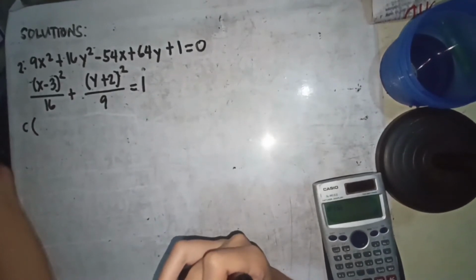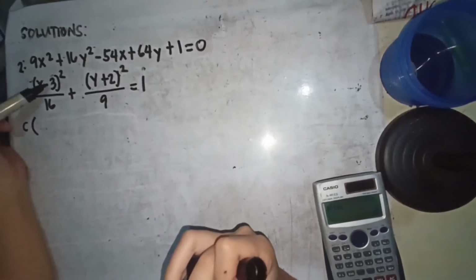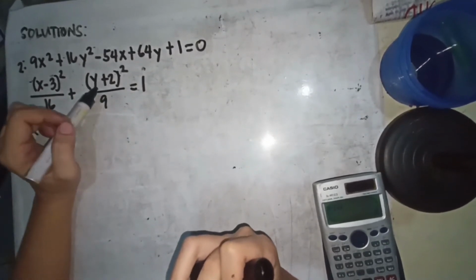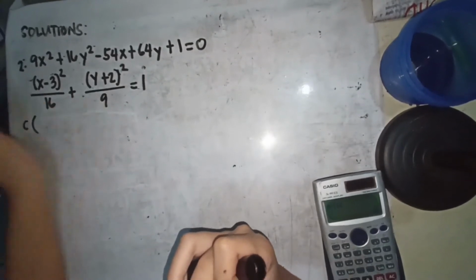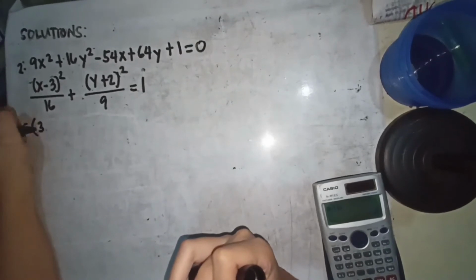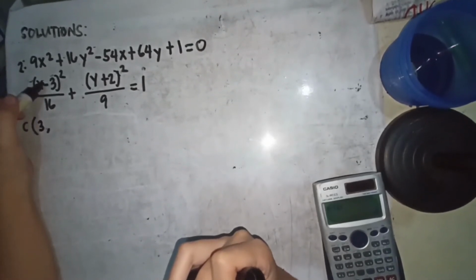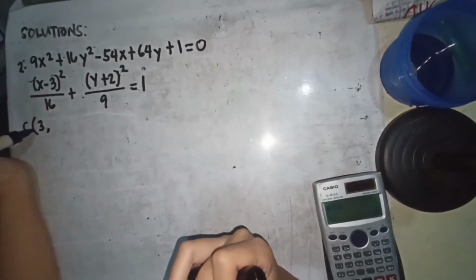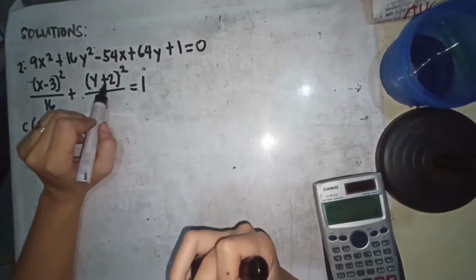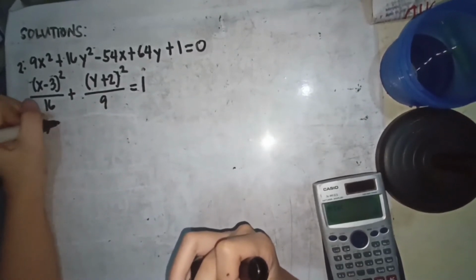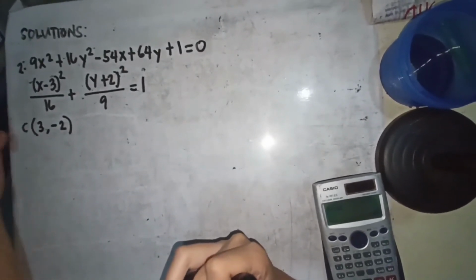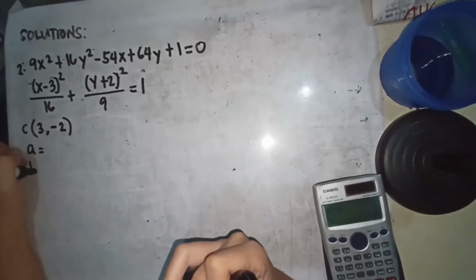So ang h and k nato, okay, we have of course ang h is the partner of our variable x, and then ang k nato is the partner of the variable y. So we have x minus 3, kung minus na diri, we'll have positive 3. Okay, kung plus na siya, we'll have negative, but since minus man ta, so we'll have positive 3. For our k, we have y plus 2, so plus 2, therefore our k will be negative 2. So naa na tay center.